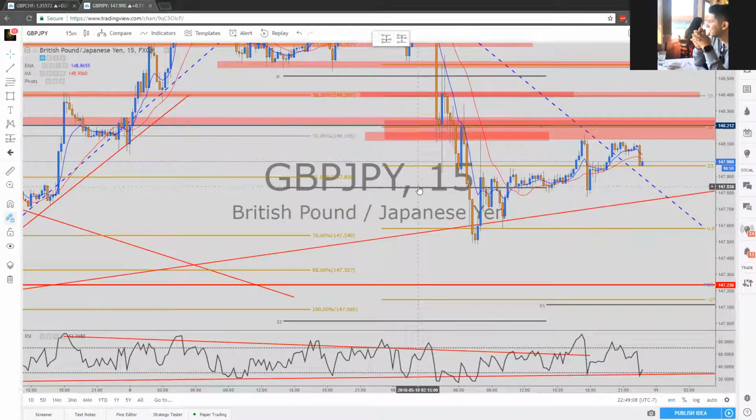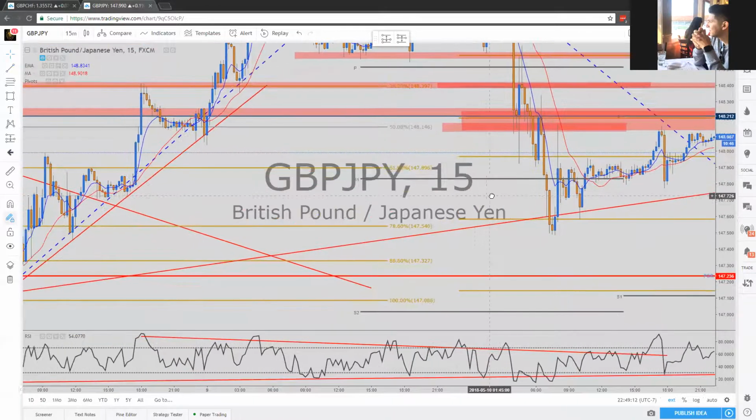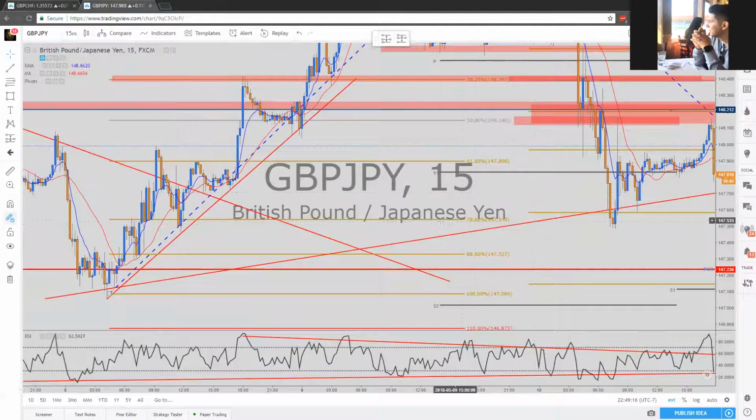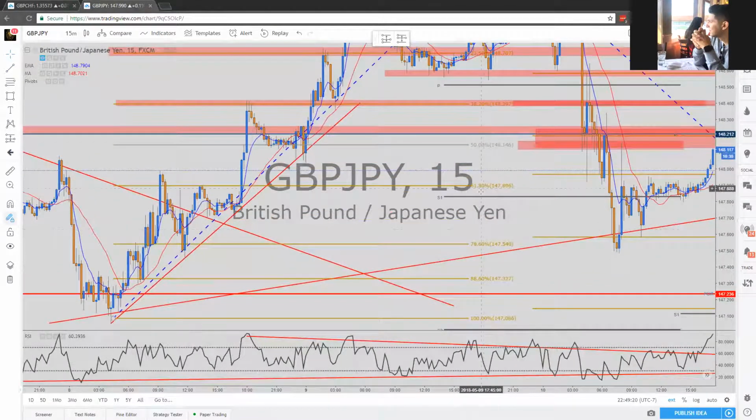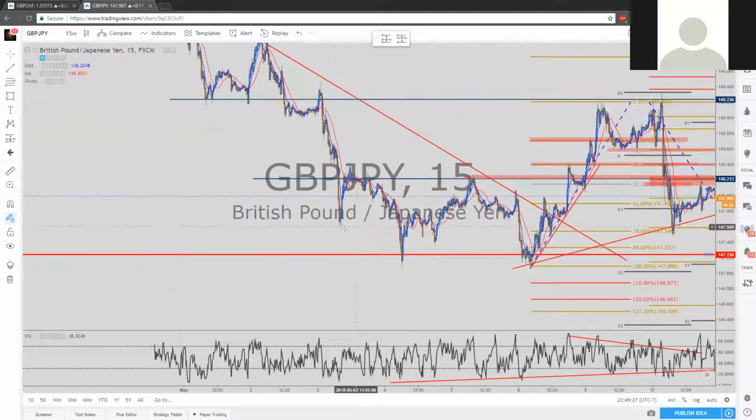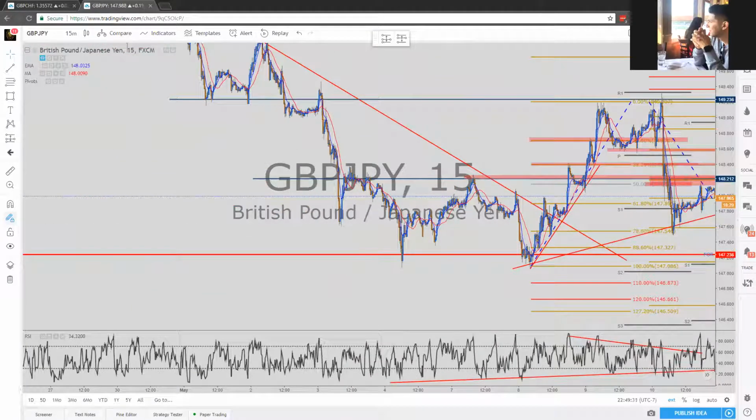I think I called around 715. I think it was because of this level, the 78.6. Let's see, I have my other markup somewhere else.